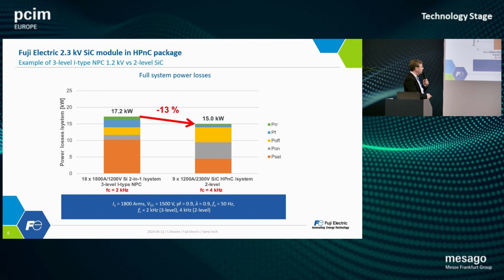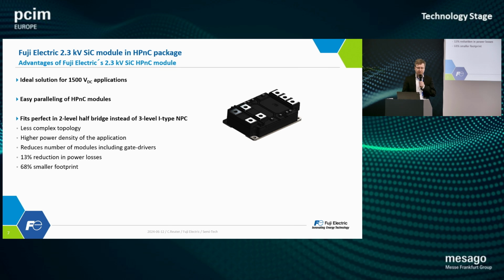Then we had 2 kilohertz switching frequency here for the 18 prime packs. And now we tested with 4 kilohertz switching frequency for the HPNC with the SiC technology. Details you can see below or later at our booth. I guess not everybody can read. So to summarize a little bit, as I mentioned, an ideal solution for 1500 volt applications.